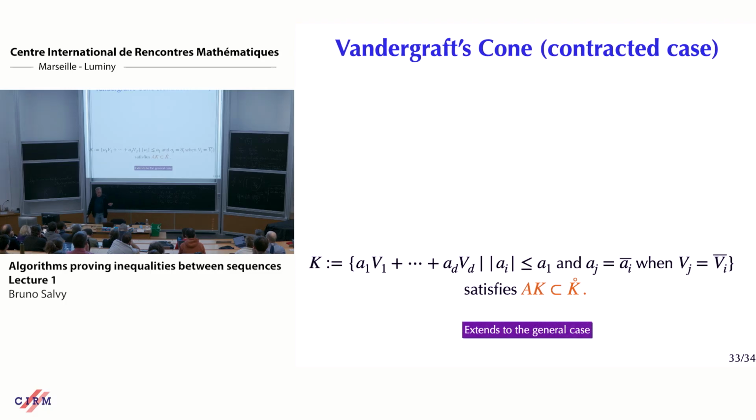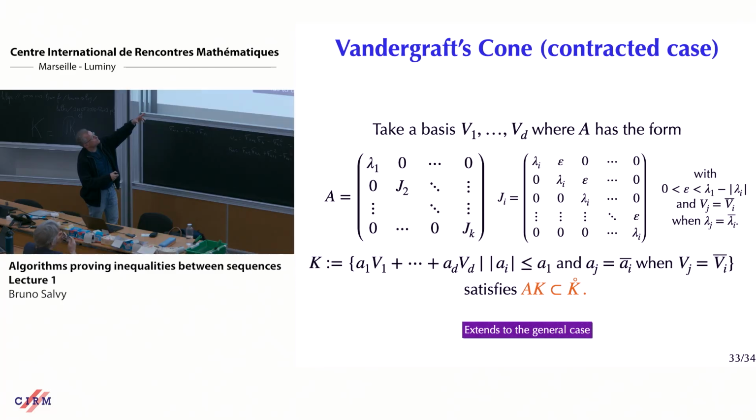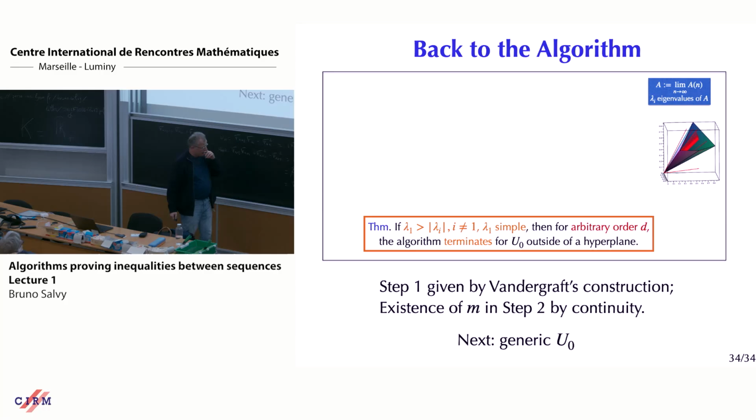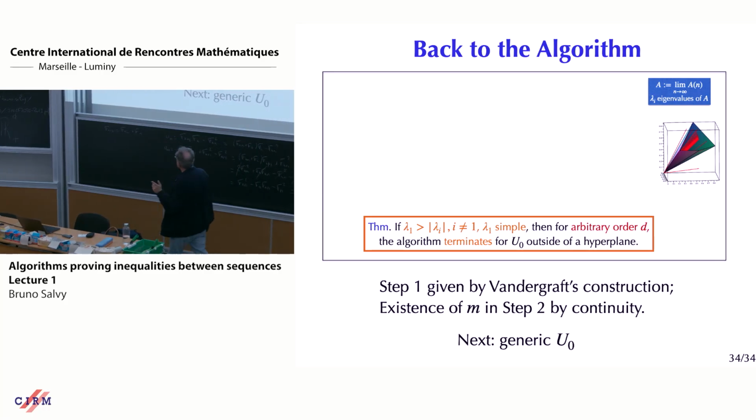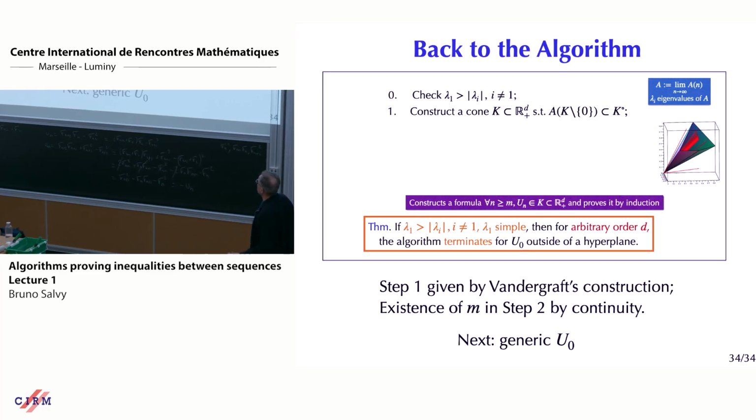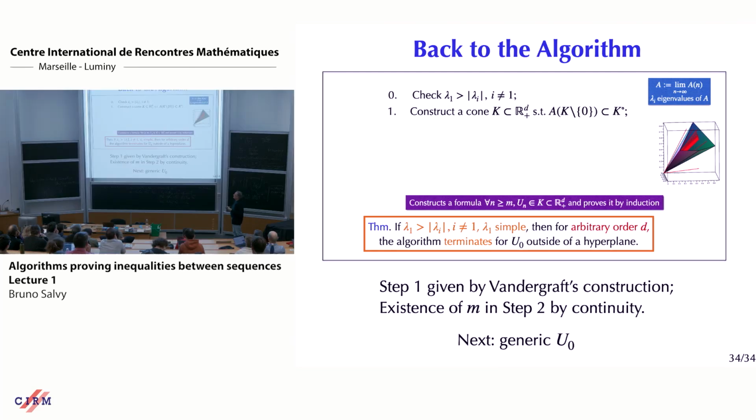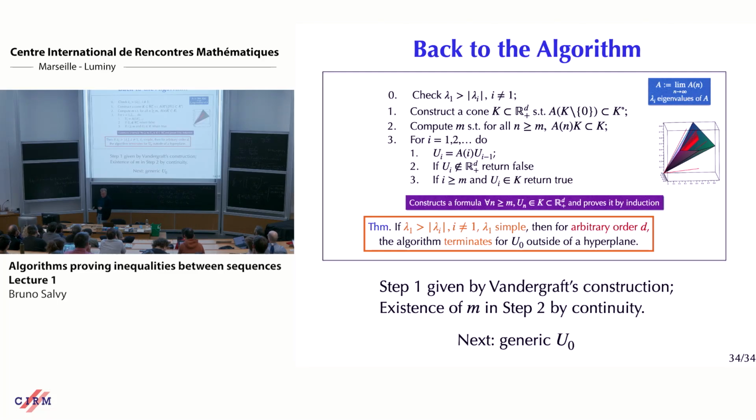Okay, so I will skip the general case, but it's really what you've seen is the general case. Well, you have to be careful with the Jordan part. So back to the algorithm. Step 1 was construct a cone. You use Van der Graaf's construction, for instance, but we'll see tomorrow other variants of it. Existence of M in step 2, we'll see how we can compute it. And then there will be this business about generic U0. And that's it for today.